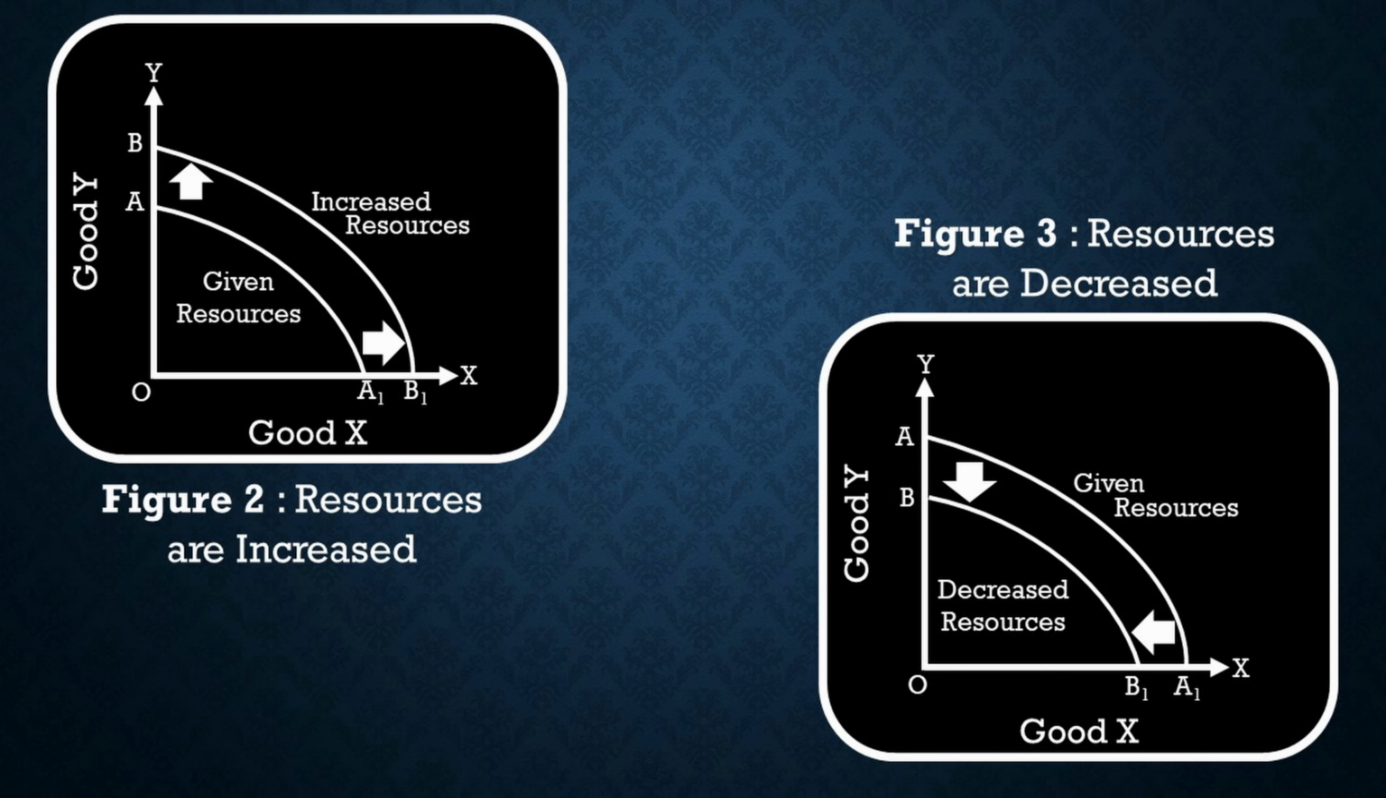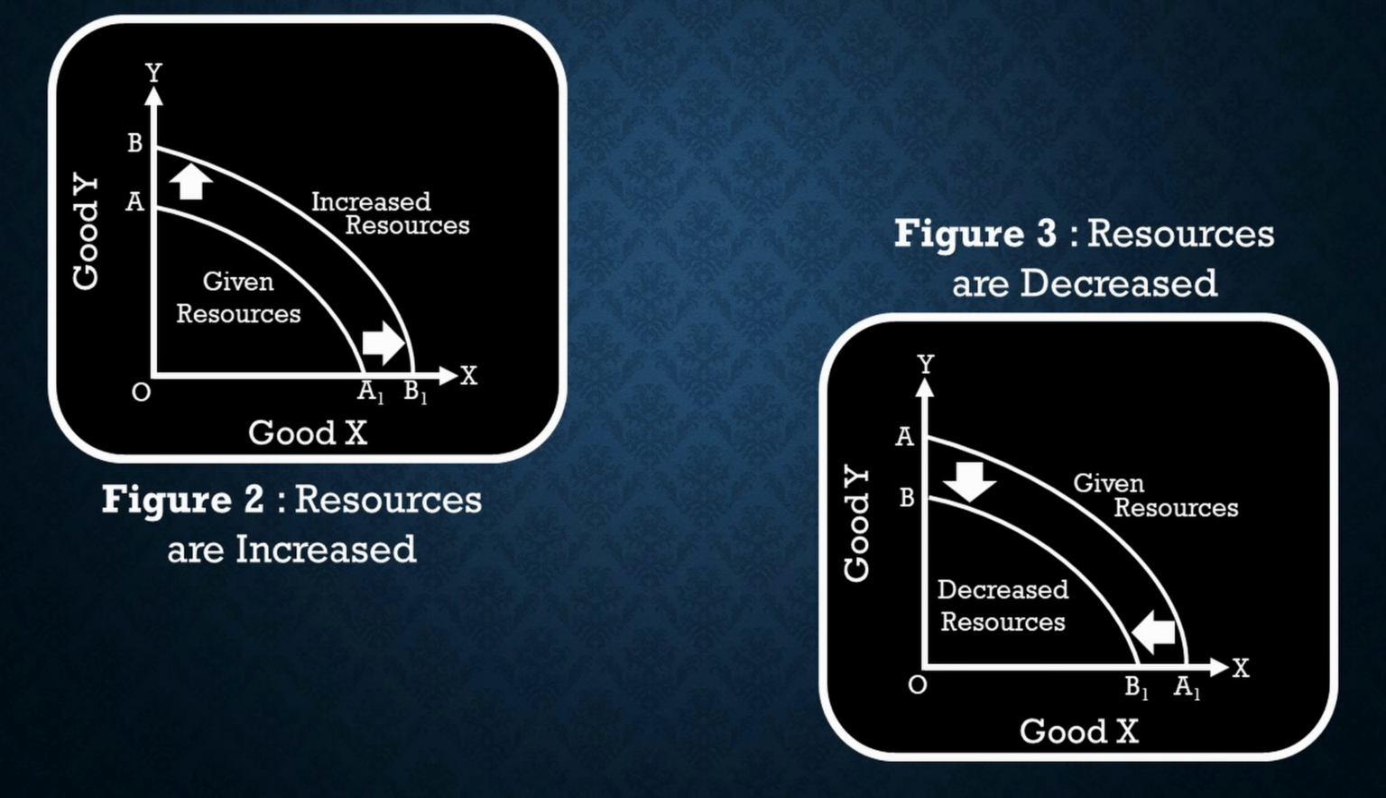A1 is the initial production possibility curve. When resources are increased, PPC will shift forward to B1. Likewise, when resources are decreased, a producer can produce less of both the goods. It is possible when he loses the resources in the form of capital stock. In this case, PPC will shift backward.